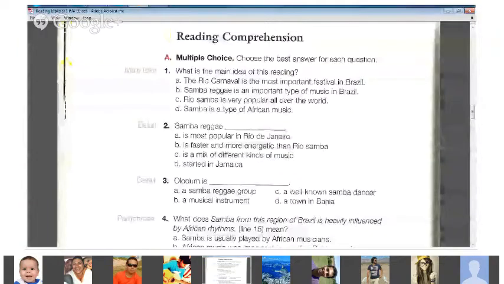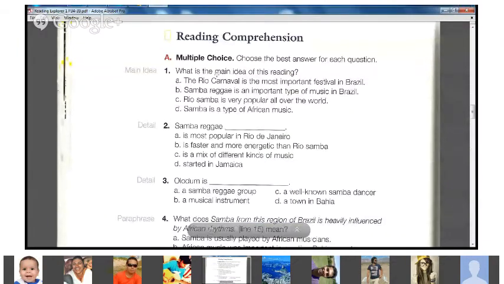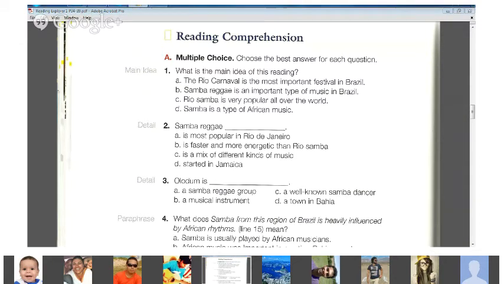for me, I usually read all of the questions quickly just so I can get an idea about what kind of questions they're asking. So, for example, in this case, they're asking me what's the main idea. The main idea means, what is the passage mostly about? So in case you don't know, the main idea means what the passage is mostly about.